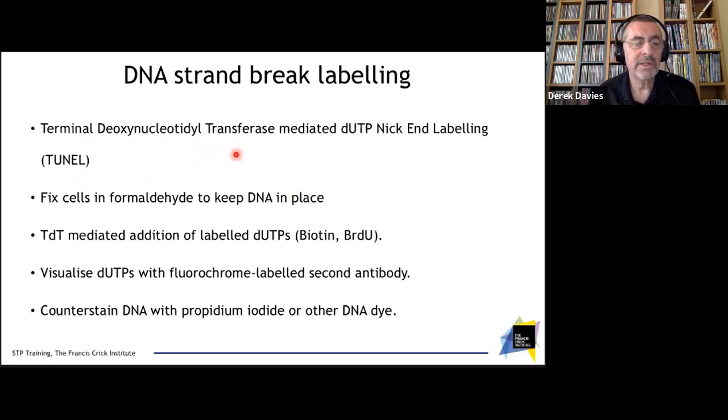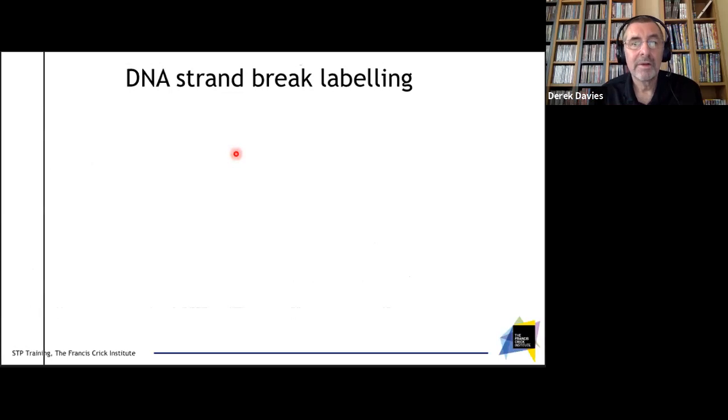Now, the difference between this and the sub-G1 method, remember in the sub-G1 method, we fixed our cells in ethanol. Here, we fix our cells in an aldehyde, formaldehyde generally. And formaldehyde is a cross-linking fixative. So those little fragments of DNA are now no longer washed out of the cell, they're fixed in place. So it means that I can visualize those strand breaks, but I can also get an idea of the cell cycle status of the cells with broken strands.